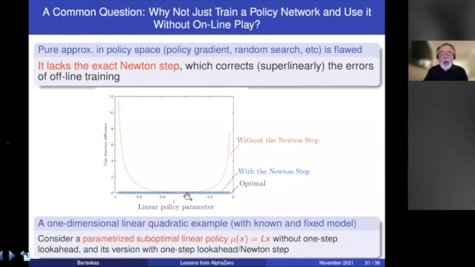Okay, L around minus 0.4 is optimal. And what I have plotted here are the cost differences from the optimum. Without the Newton step, just applying this policy, we see that very quickly the performance of the policy is degraded. On the other hand, if you introduce one step lookahead, in other words, if you introduce a Newton step, then the performance is almost indistinguishable from the optimal. So all this is the loss that you incur for not having a Newton step to correct the errors in the suboptimal policy parameterization.